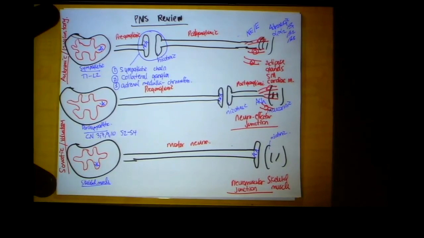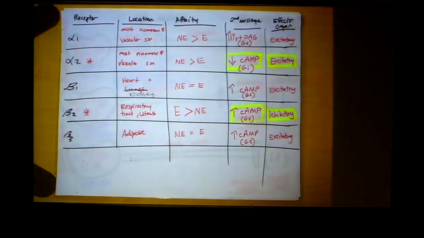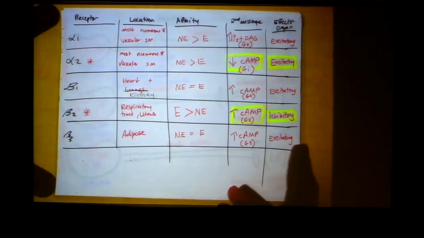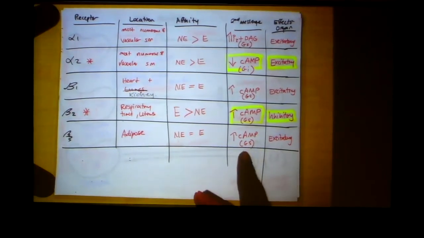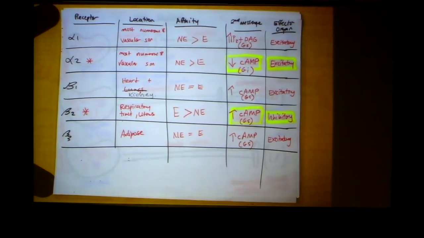Make sure you review your receptors. I'm not going to go into the receptors, but make sure you create a table as a review, where you list out the tissue in question, the receptor, what its affinity is, whether it prefers epinephrine or norepinephrine, and then its second messenger action and its effector tissue action, okay? That's a really good study table to help you synthesize that. Any other questions?